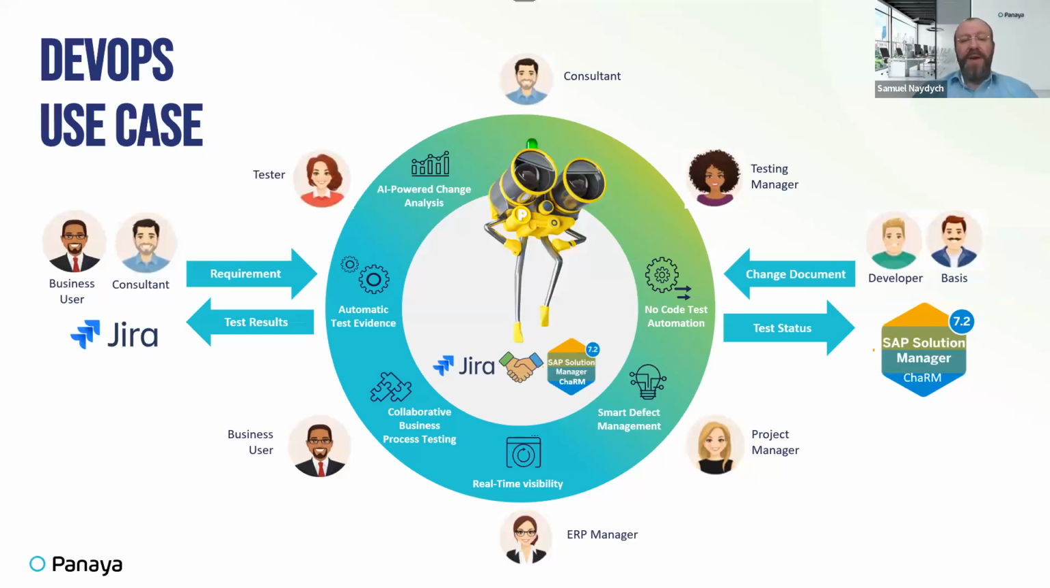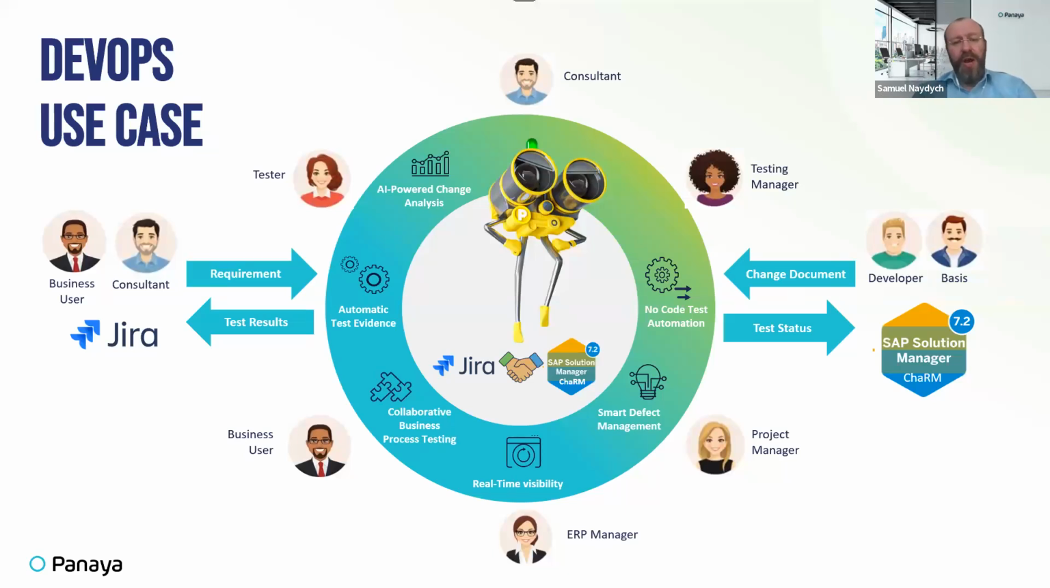In the end, Panaya takes care of making sure that all the information flows back. For example, Charm of Solution Manager gets the status, and testing results go back to Jira, so that the process can continue where it needs to finish.